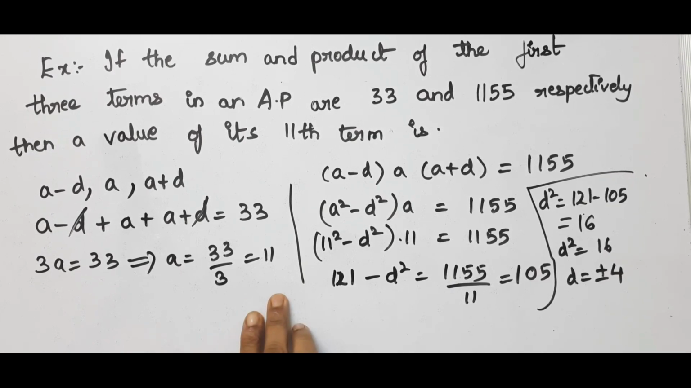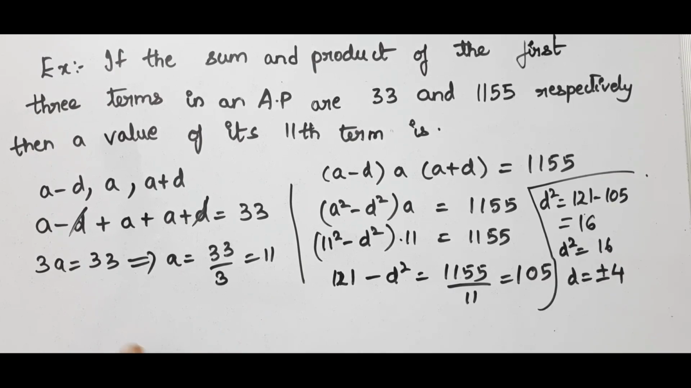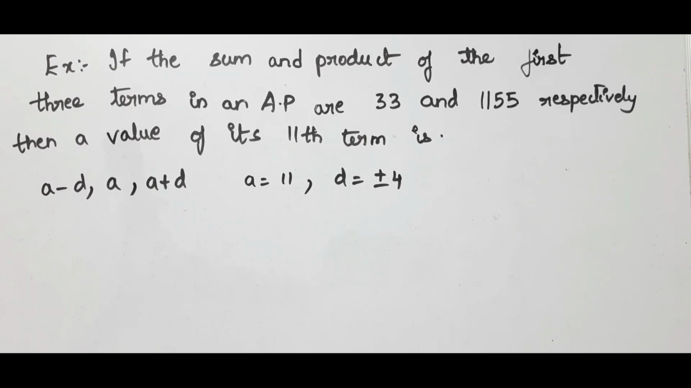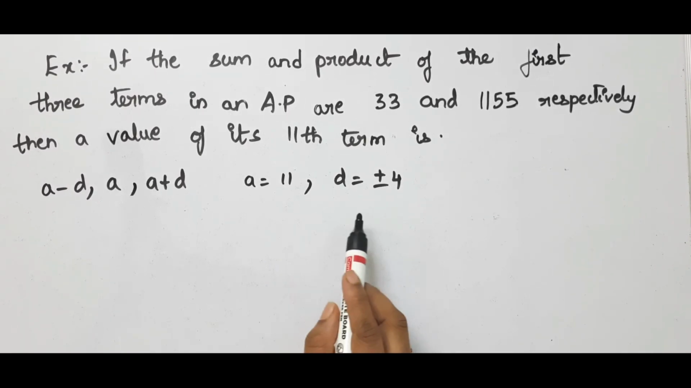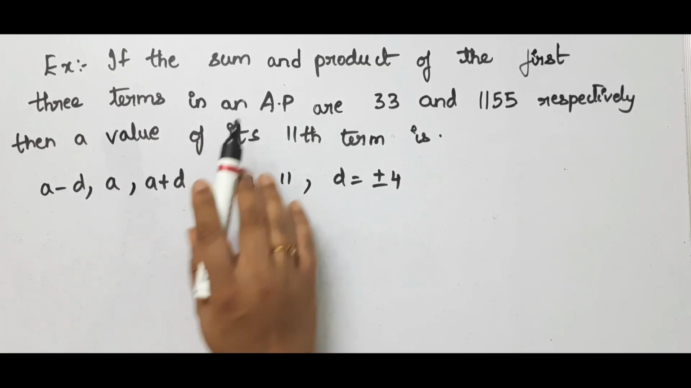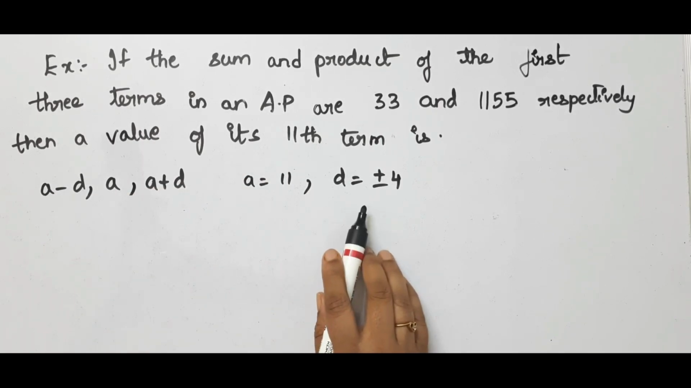So here we got A value, D value. Now we can easily write the first three numbers, is it not? So let us do it now. We got A is equal to 11, D is equal to plus or minus 4. Now we can write those first three terms, is it not? We have A value and D value.